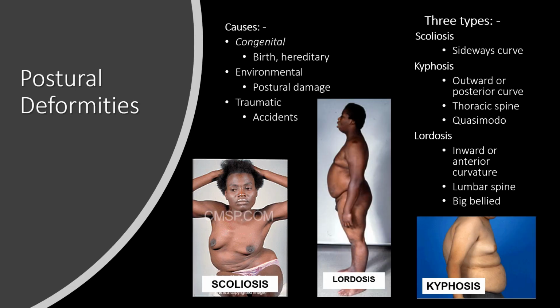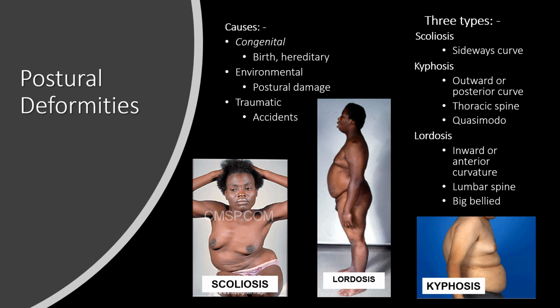You need to know about the postural deformities that can occur in the body. These normally happen because either we were born with them, they were congenital and hereditary, or they can be environmental. They can be caused by posture and damage as we go through life, or they could be traumatic, which would mean that we might have had an accident, and as a result of that accident, we had a deformity. There are three types: scoliosis, kyphosis, and lordosis, and you need to know about these different types of deformities.